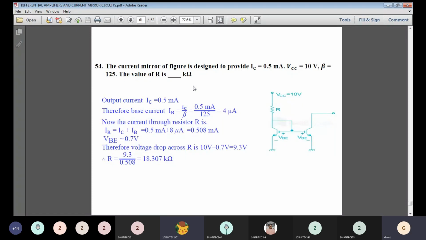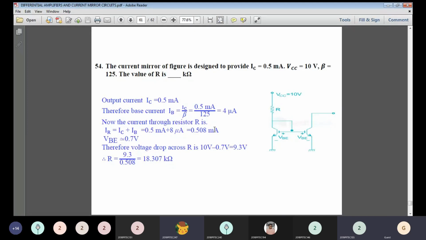So what is the output current here? It is IC. So what is the IB value? From this IC we can easily identify it, because we know the formula IB is equal to IC divided by beta. From this, we can say that the IB value is 4 microamps. Now the IR value is nothing but the addition of collector current and base current, which is 0.508 milliamps.